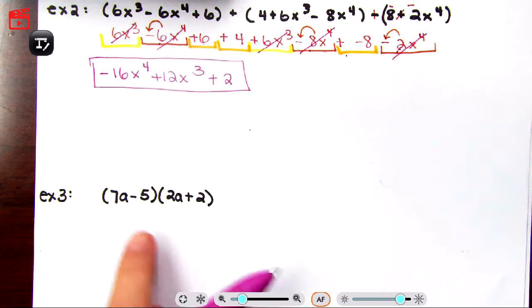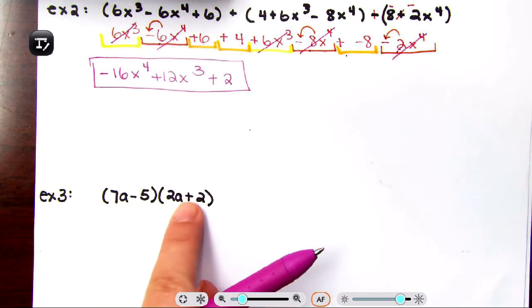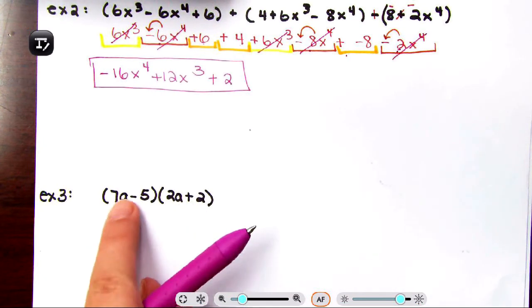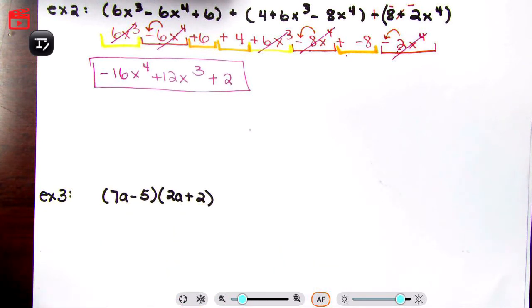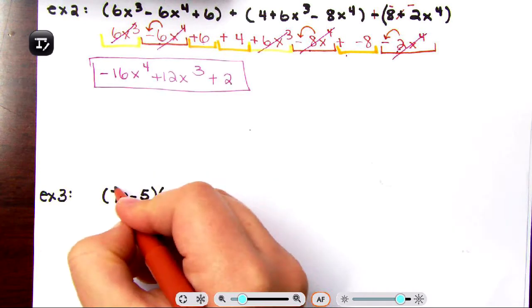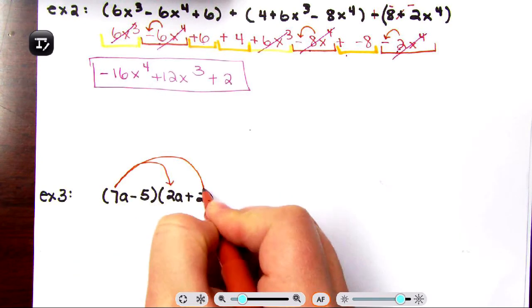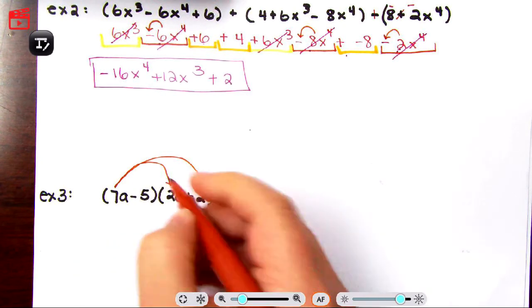Next example we have is multiplication. Now you have a binomial by a binomial, which means you have 2 terms in one bubble and 2 terms in another bubble. When you're doing this, typically we do the FOIL: do the first, do the outside, inside.